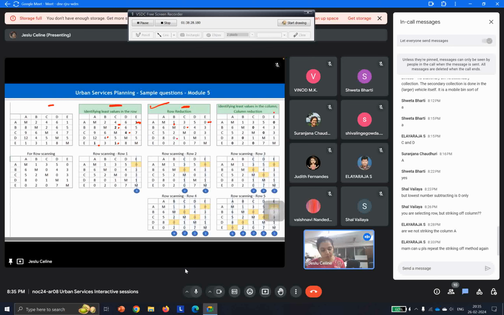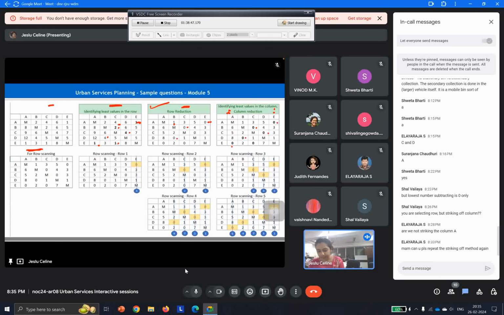Now we take column. For each column, we identify which is the minimum value. That's identified over here, and we have zeros in all the columns. If you don't have zeros, we'll have to do a column reduction also, where you subtract the value that you're getting so that zeros come in each column. Now that we have zeros, we are stopping there.